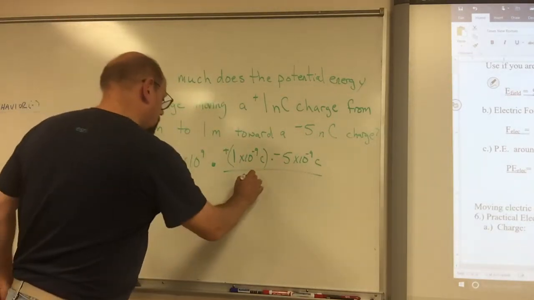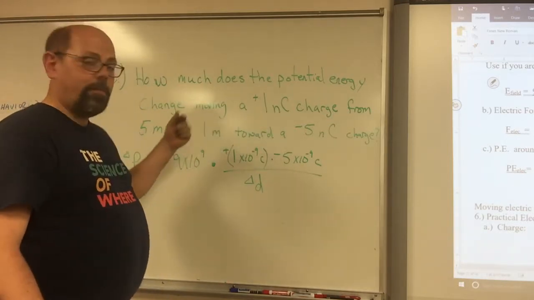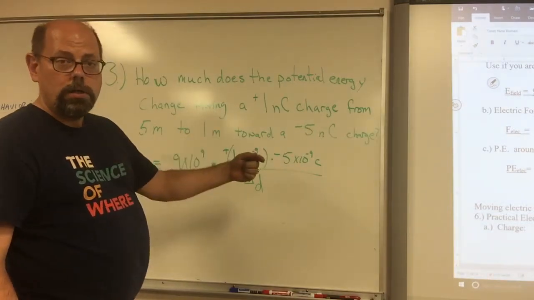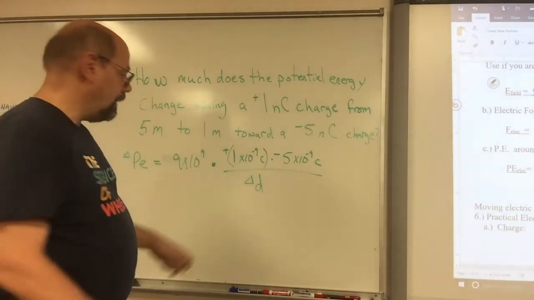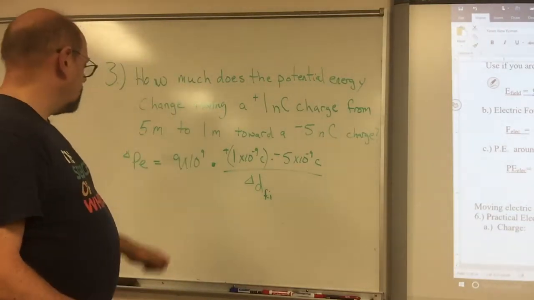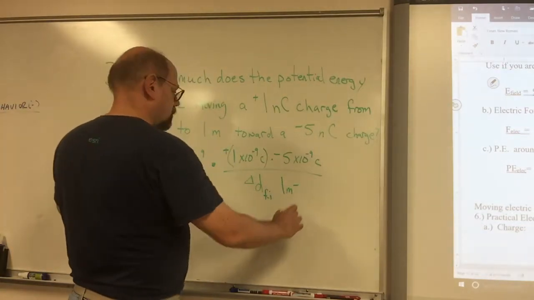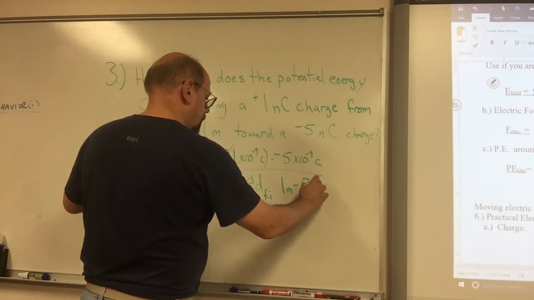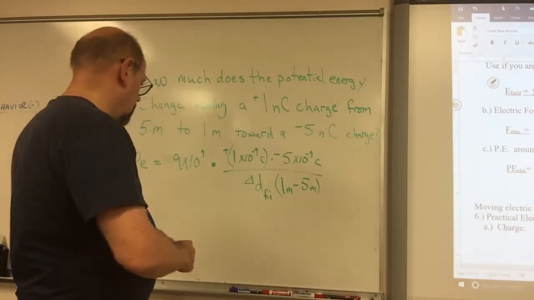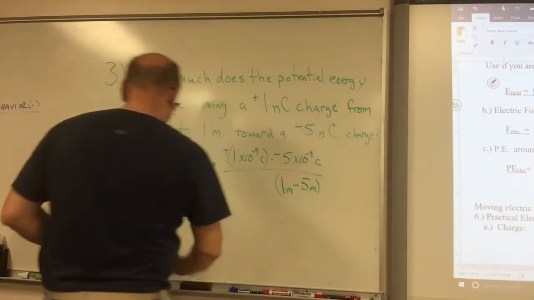The distance is going to be the change in distance, from 5 meters to 1. That's the initial, going to the final, so it's always final minus initial. I'm going to remind you by writing this. So the final distance is 1 meter, minus the initial distance, which is 5 meters. Okay, that's going to become important because it changes these signs, and that sign is going to be interesting. So 1 minus 5 ends up becoming, well, let's work that out.